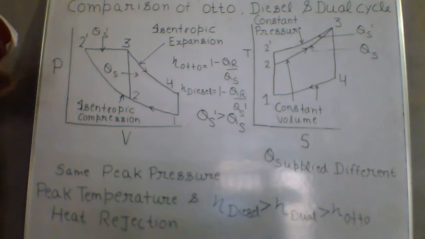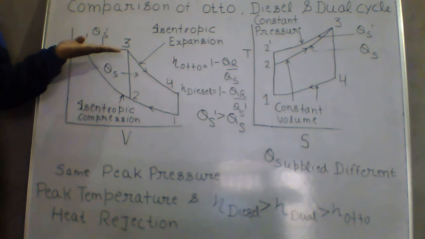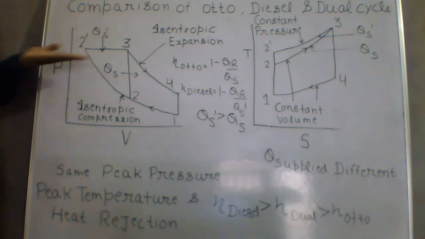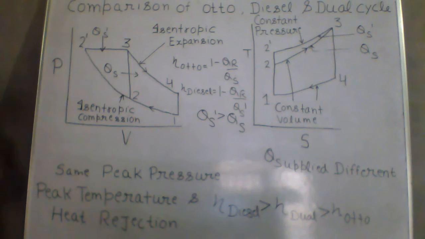So what it means is both engines are built to withstand the same mechanical stresses. If the maximum pressure is same, whether it is an Otto cycle or a diesel cycle, whether it is a petrol engine or a diesel engine, both have to withstand the same mechanical stresses.